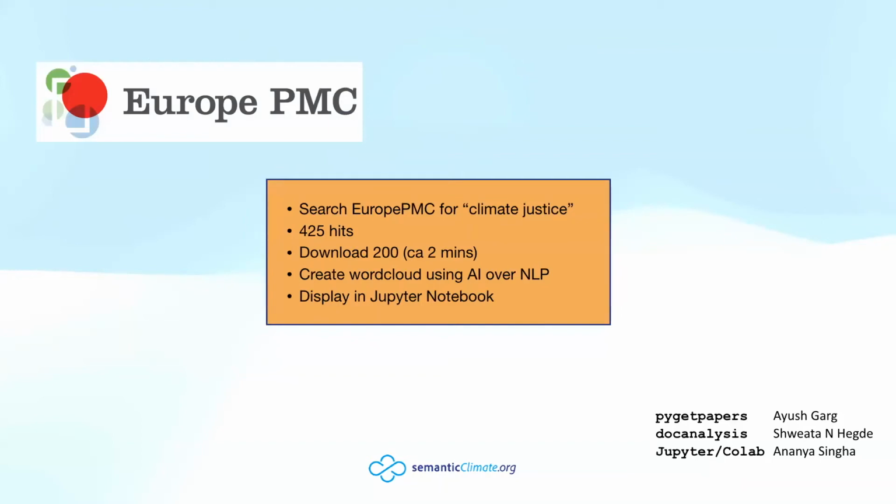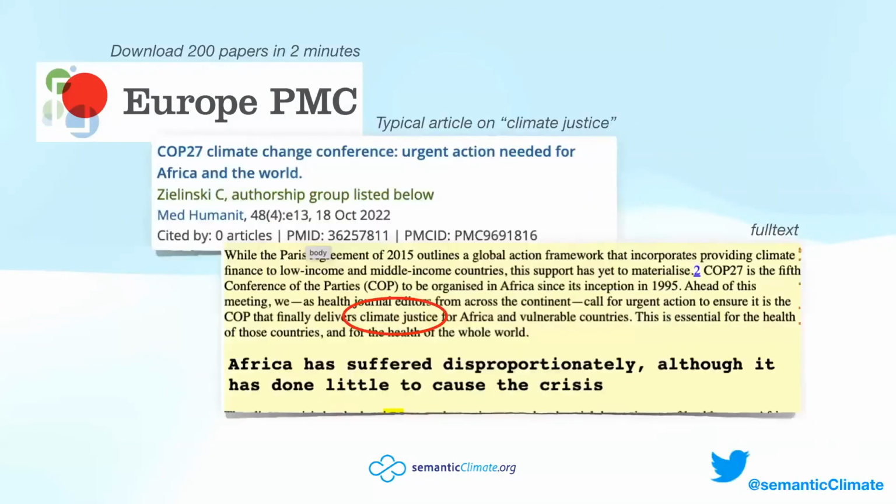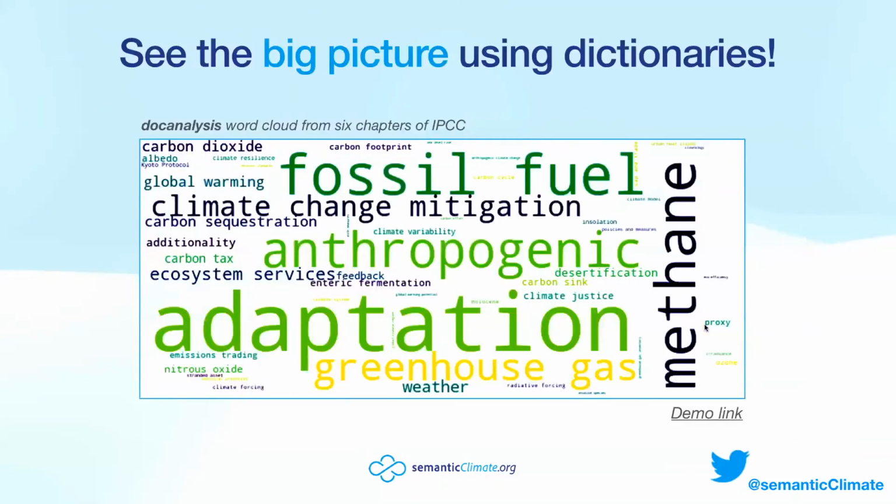cloud using artificial intelligence over NLP and display the results in a Jupyter notebook, which makes this equivalent to, for example, you're seeing the word climate justice in N number of these papers, but it becomes equivalent to a word cloud that gives you a bigger picture or allows you to come out of the box and see the kinds of word frequencies and combinations that occur alongside climate justice.